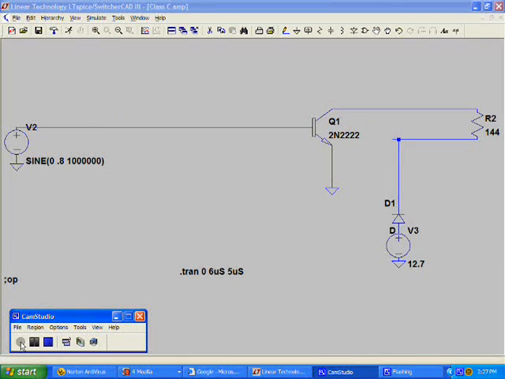Here's a very simple Class C amplifier using a 2N2222 transistor. I have 12.7 volts DC in the collector circuit. I'm using a diode here just to make the voltage source behave like a power supply or a battery would. I have a 144 ohm resistor as the load, and the amplifier is being fed by a 1 megahertz sine wave signal at 0.8 volts peak. Let's take a look at some of the waveforms as displayed by LTSpice.